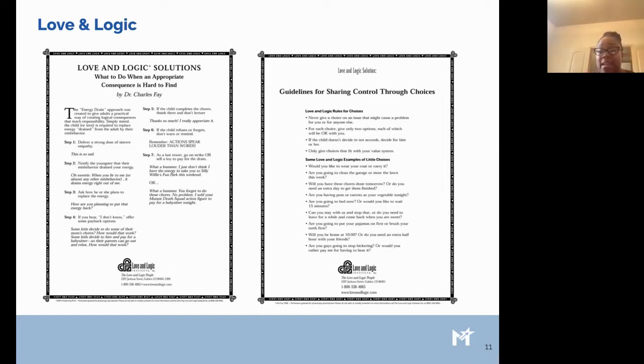And these, I don't know, we can possibly get these printed off. And if somebody's interested in these and they get in touch with us, we can definitely get them out to you. We just wanted to give you guys something that you can actually see. The guideline for sharing control through choices.